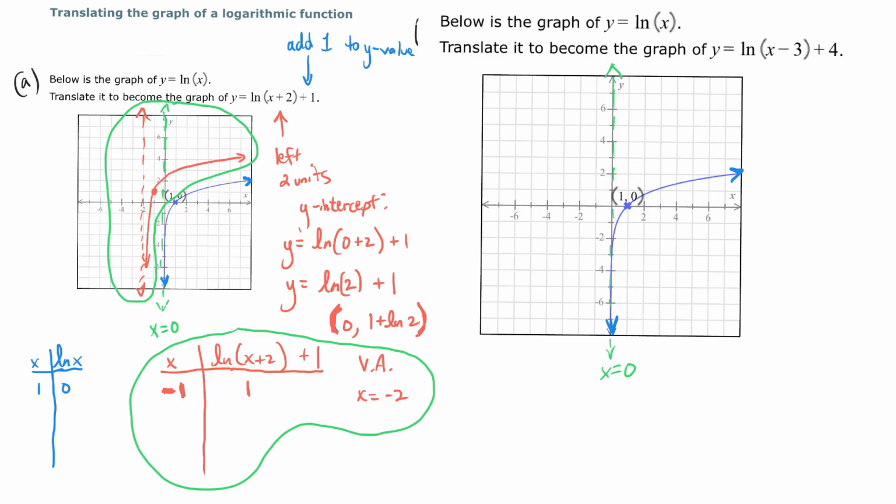Let's do the same for part B. Part B is over here. Let's translate to natural log of x minus 3 plus 4. This transformation here says go 3 units to the right. So let's go right 3 units. And then this transformation here says add 4 units to the y value. So if you add 4 units to the y value, that means you're going to go up 4 units.